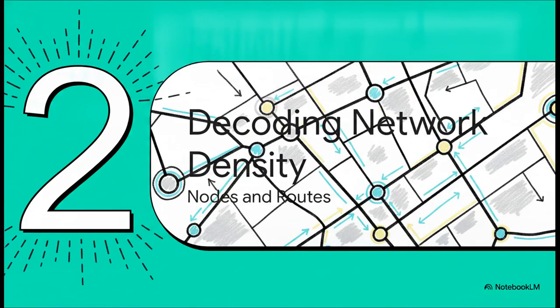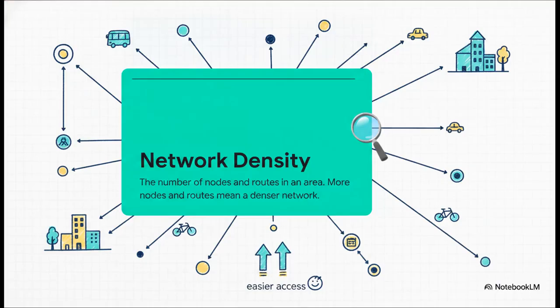Moving on to Section 2, decoding network density, nodes and routes. Now that we know why a city needs to move, we have to conceptually lay down the physical paths on our blank map. Understanding network density is honestly the most important concept in urban mobility. Density refers strictly to the number of nodes and routes within a given area.